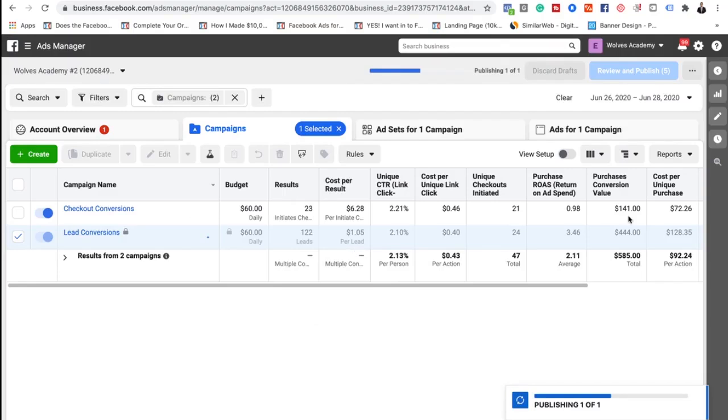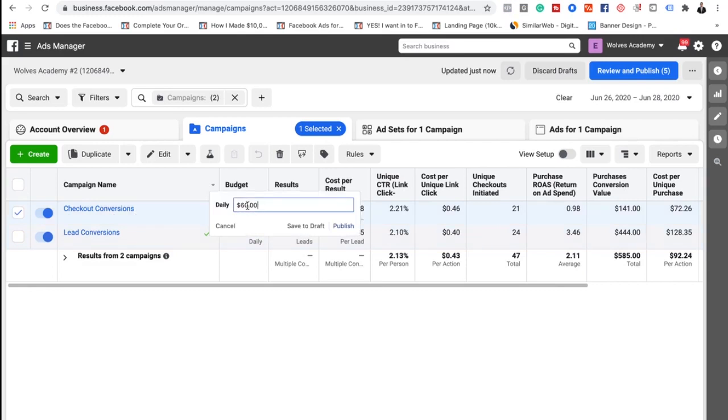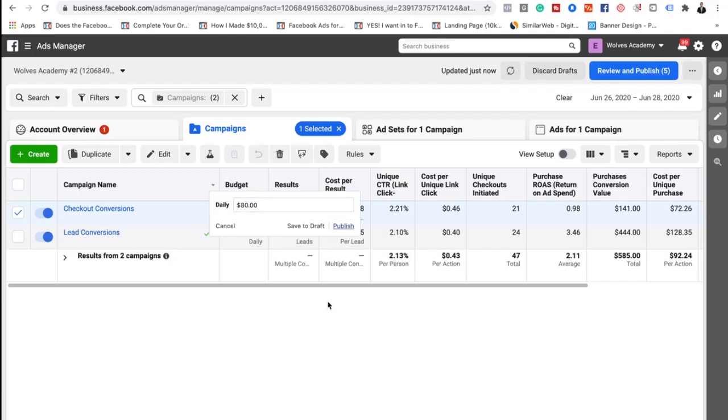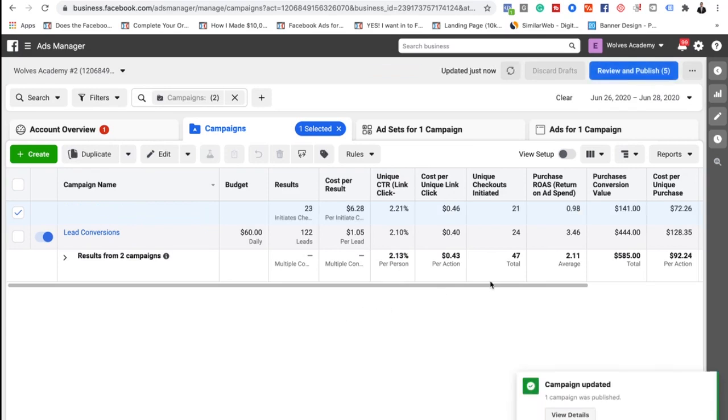This is not a bad cost per purchase, 72. So we'll increase the $60 budget. If I increased that by about 25%, we'd be adding 15. Well, actually, what is 33%? So I'll increase that to $80 per day. We're just going to continue to increase our budget, look at the data, and continue to make data-driven decisions.